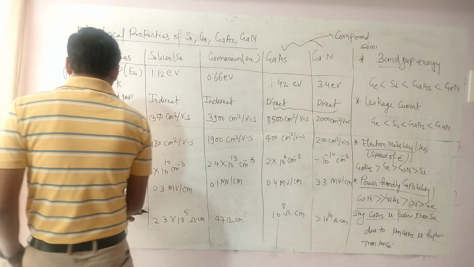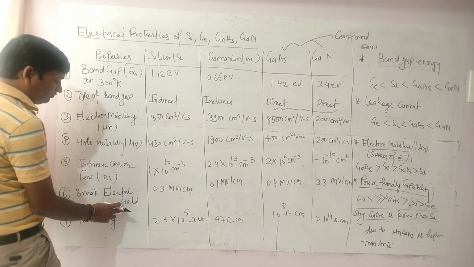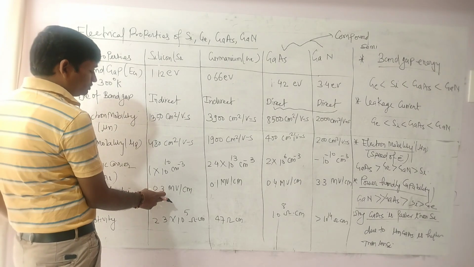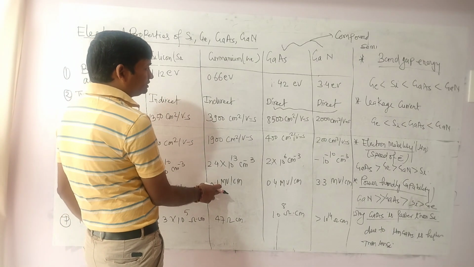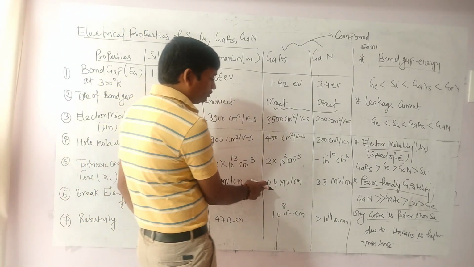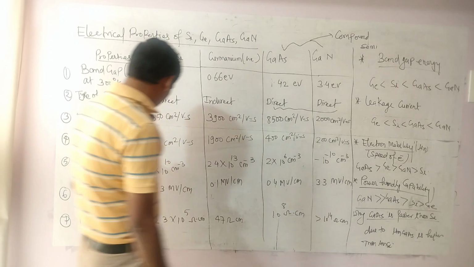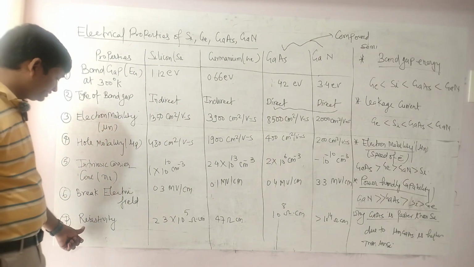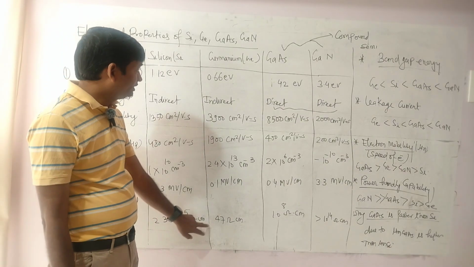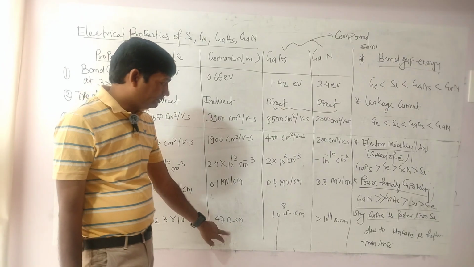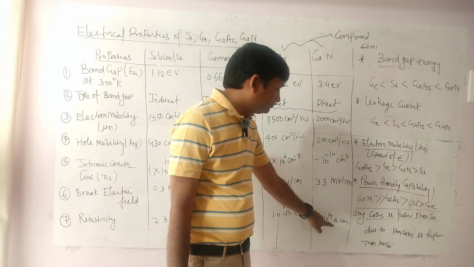Another property, number 6, is the breakdown electric field. It is 0.3 megavolt per centimeter in silicon, 0.1 in germanium, 0.4 in gallium arsenide, and 3.3 megavolt per centimeter in gallium nitride. The last property is resistivity. For silicon it is 2.3 multiplied by 10 to the power 5 ohm centimeter, germanium 47 ohm centimeter, gallium arsenide 10 to the power 8 ohm centimeter, and gallium nitride greater than 10 to the power 14 ohm centimeter.